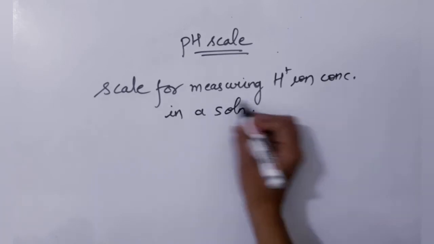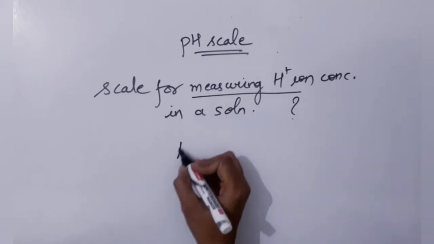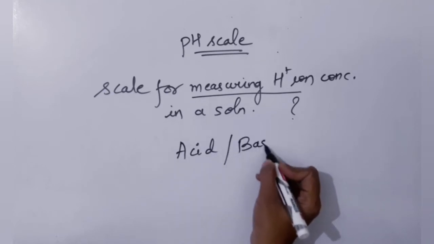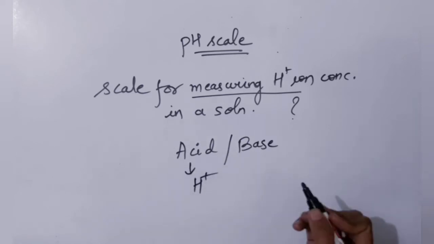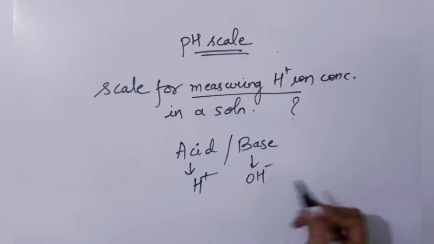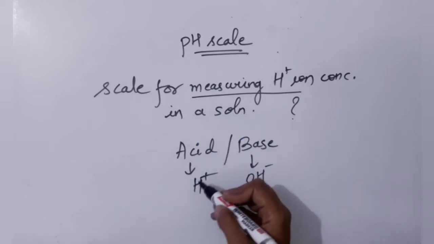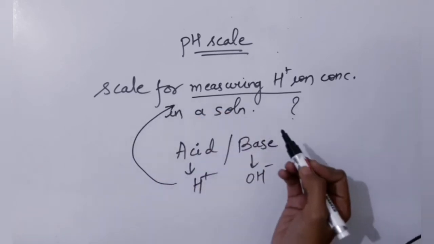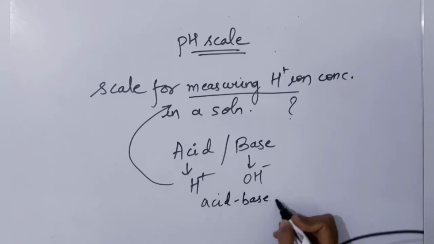Now the question arises, what is the need for measuring H plus ion concentration? According to the Lewis acid base concept, an acid is a proton donor, or something which donates H plus ion, and a base is one which donates OH minus ions. Now, to determine how acidic a substance is, one needs the measurement of H plus ion concentration, and therefore the pH scale is also used as an acid base indicator.